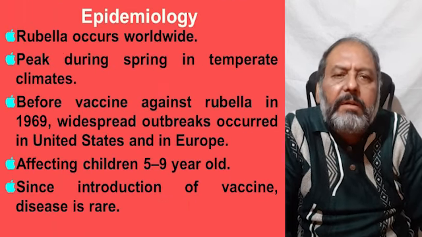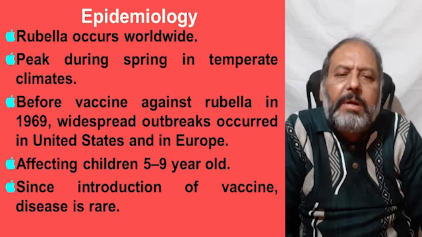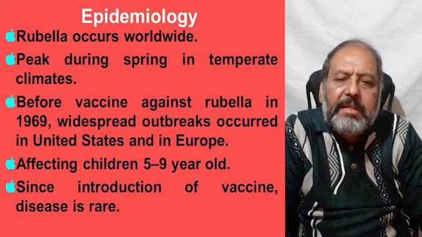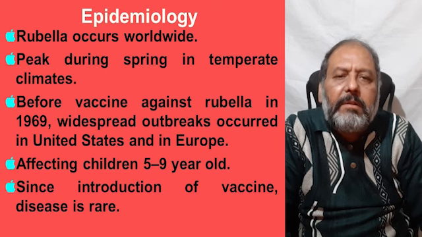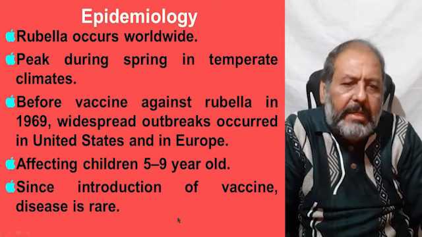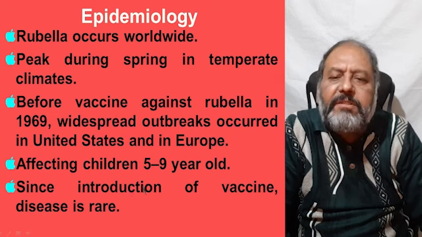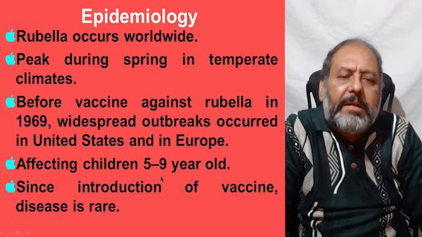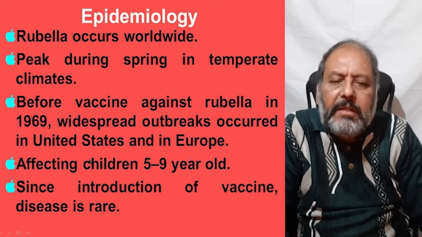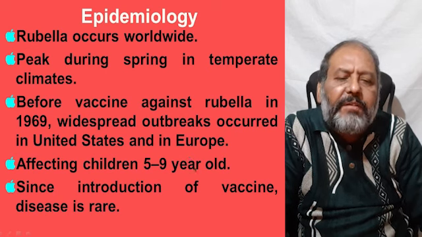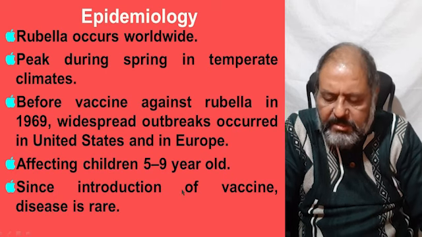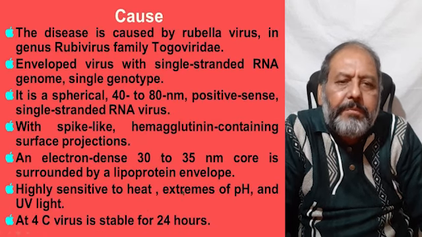Now, epidemiology. Rubella occurs worldwide, with a peak during spring in temperate climates before the vaccine was available against rubella. In 1969, widespread outbreaks occurred in the United States and Europe, affecting children 5 to 9 years old. Since the introduction of the vaccine, the disease is now rare.